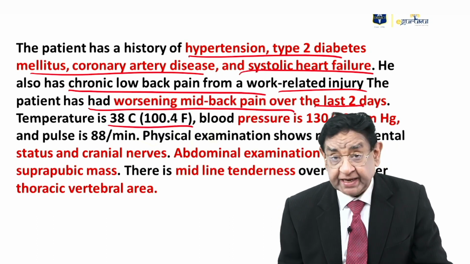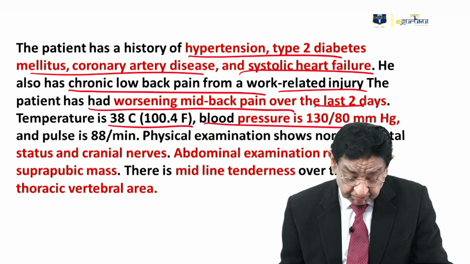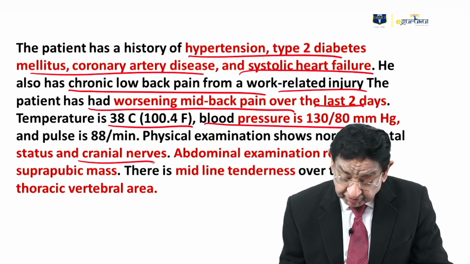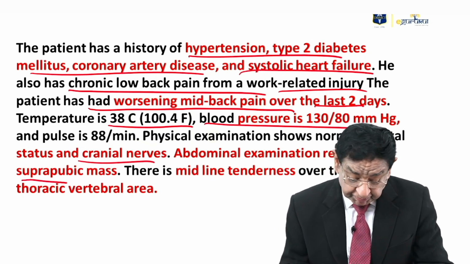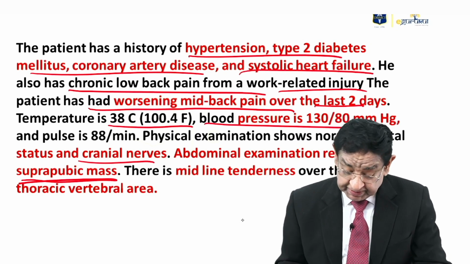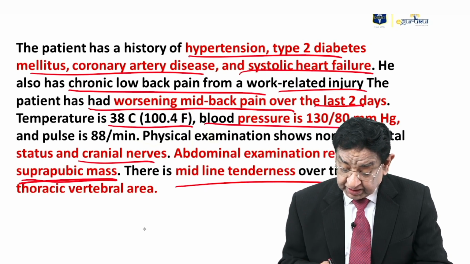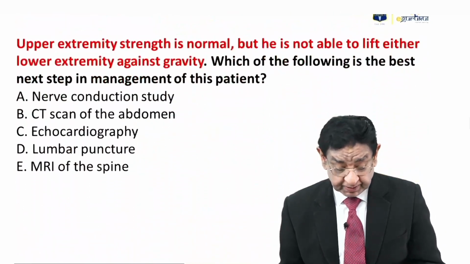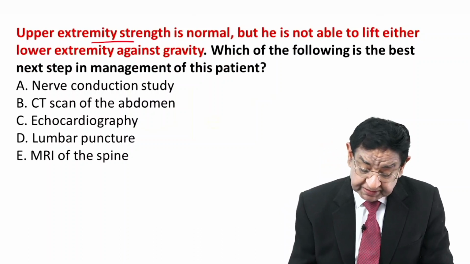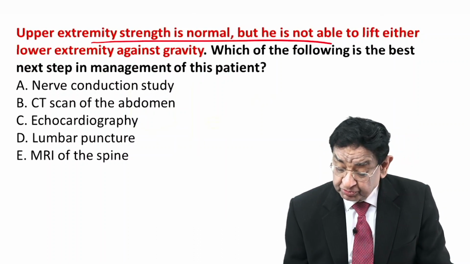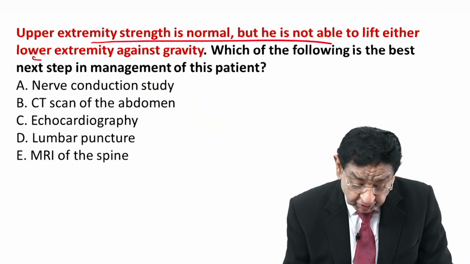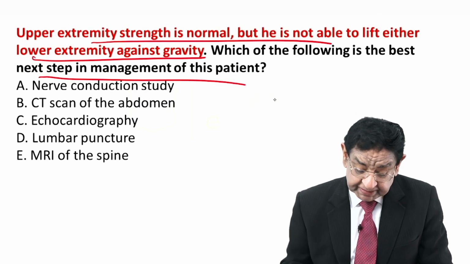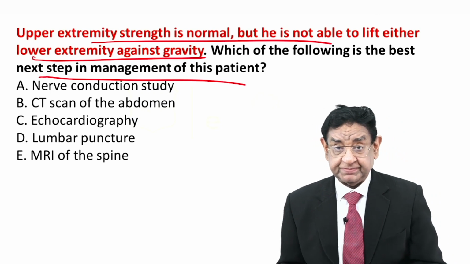Temperature is again high, BP is normal, mental status normal, cranial nerves normal. Abdominal examination reveals a suprapubic mass, and midline tenderness over the lower thoracic vertebrae is there. Upper extremity strength is normal, but he is not able to lift either of the lower extremities against gravity. What is the next best step in the management of this patient?